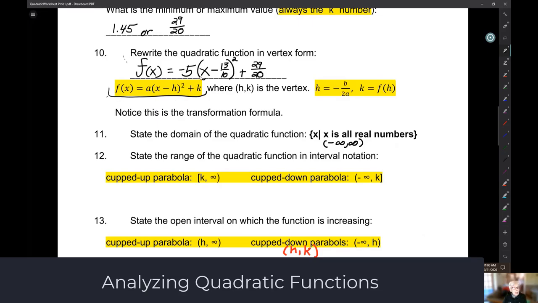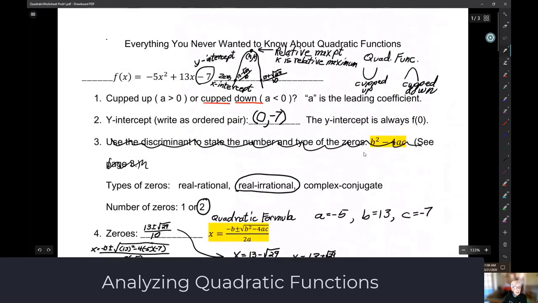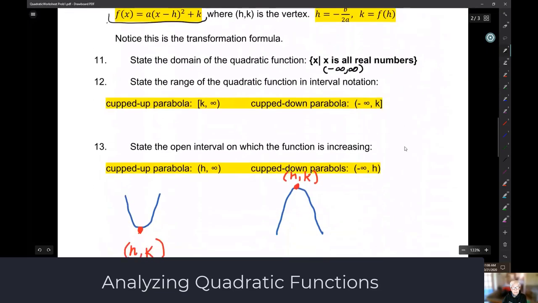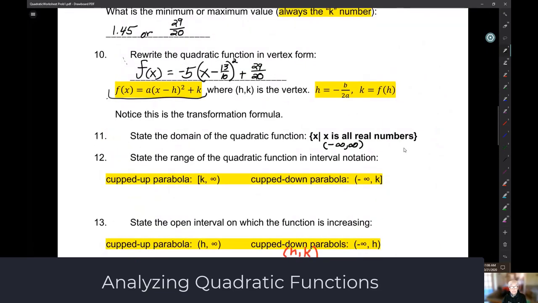And if you were of a mind to do it, and I don't know why you would, you could square this, then multiply what you get by negative 5 and then add it to 29/20, and you would get what you started with, which is negative 5x squared plus 13x minus 7. You really, really, really would. Have we covered transformations in this class? Anyway, this is also called the transformation formula for a quadratic.